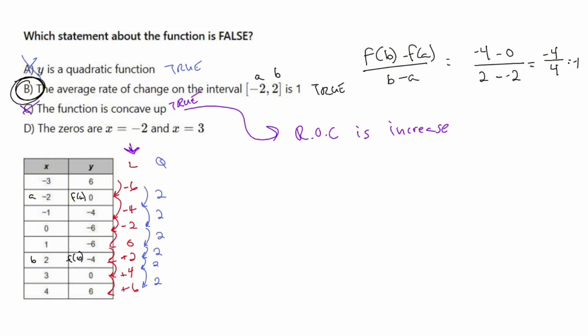And last but not least, let's make sure D is a true statement. The zeros are at -2 and 3, which means if I were to plug in -2, do I get 0?